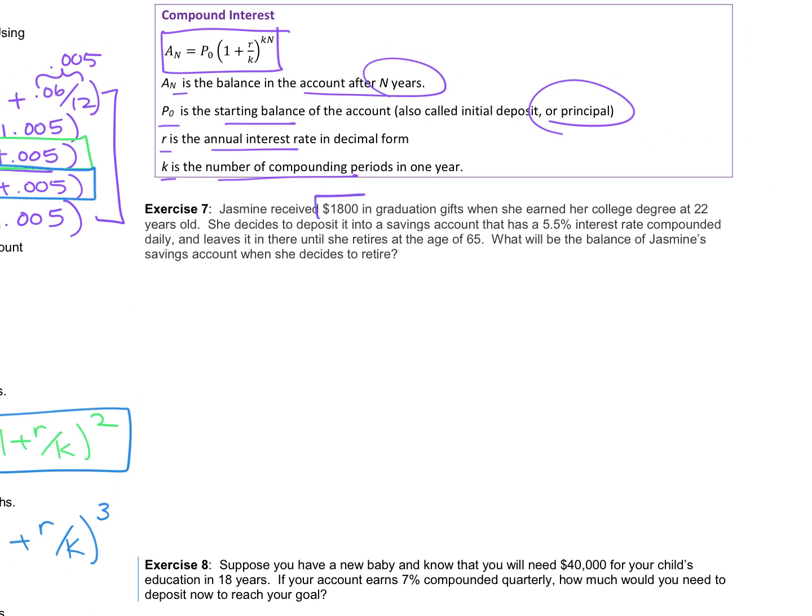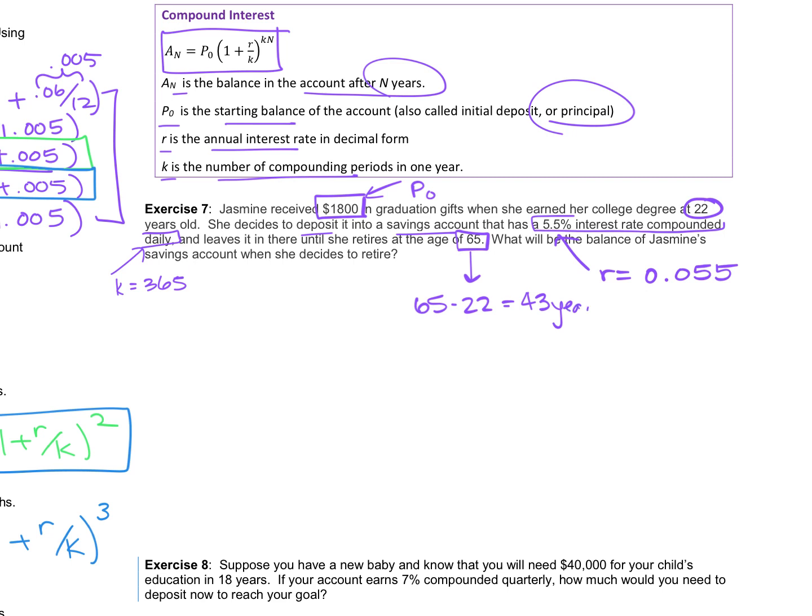So we have Jasmine receives $1,800 in graduation gifts, which she earned when she graduated at 22 years old. She's going to deposit that into a savings account that has a 5.5% interest rate compounded daily. So that's 365. And again, that's our principal, that's our P naught. Our interest rate written as a decimal, 0.055. And we want to know how much is going to be in there by the time she's 65. So if she's 22 now, 65 minus 22 is 43 years.